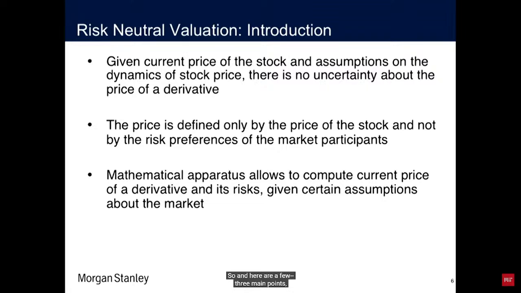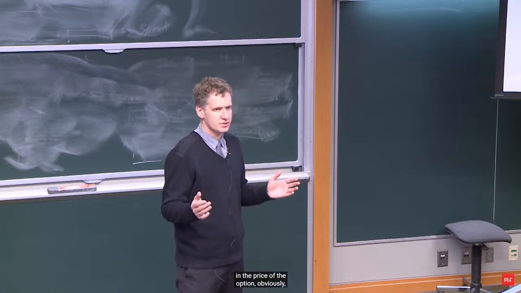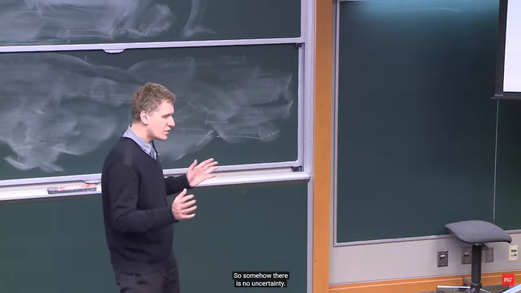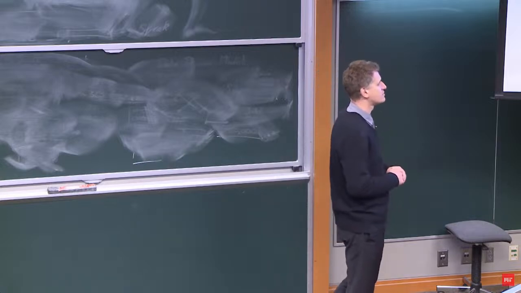Okay, and here are three main points which we'll try to follow through the class. So first of all, we'll see that if we have the current price of the underlying and some assumptions on how the market or the underlying behaves, there is actually no uncertainty in the price of the option. Obviously, if we fix the payout, right? So somehow there is no uncertainty. It's completely deterministic once we know the price of the underlying.